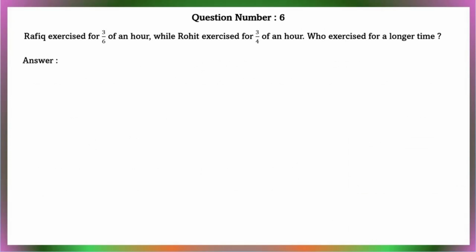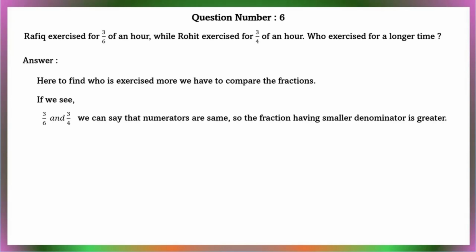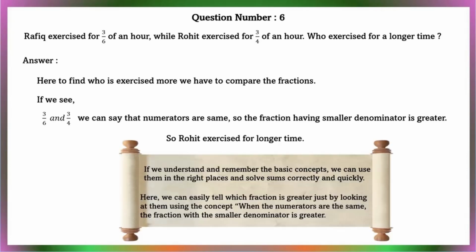Question 6. Rafik exercised for 3 by 6 of an hour, while Rohit exercised for 3 by 4 of an hour. Who exercised for a longer time? Here, to find who exercised more, we have to compare the fractions. If we see 3 by 6 and 3 by 4, we can say that the numerators are the same. So, the fraction having smaller denominator is greater. So, Rohit exercised for a longer time.